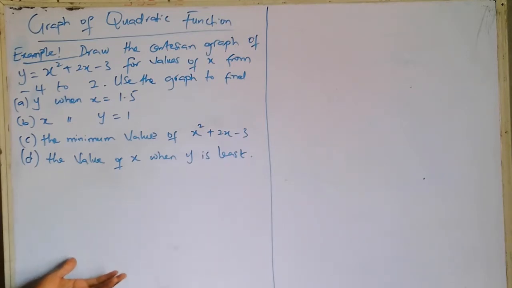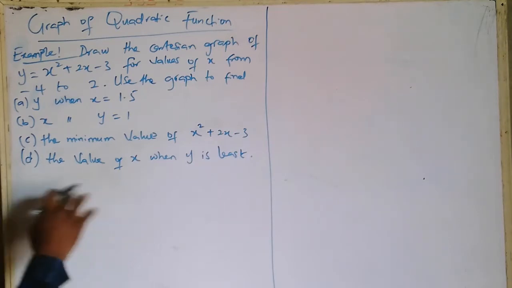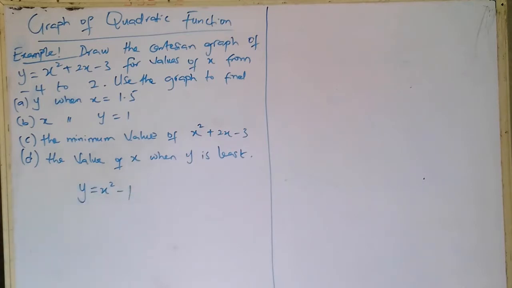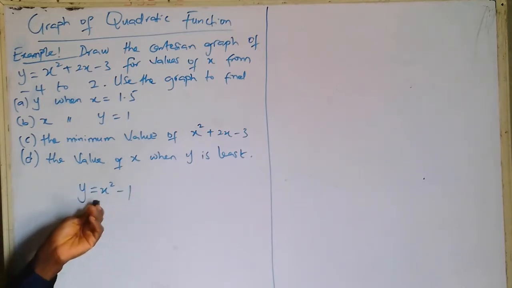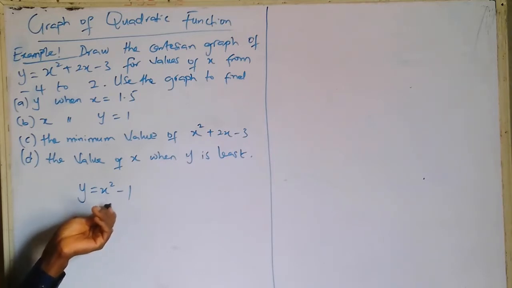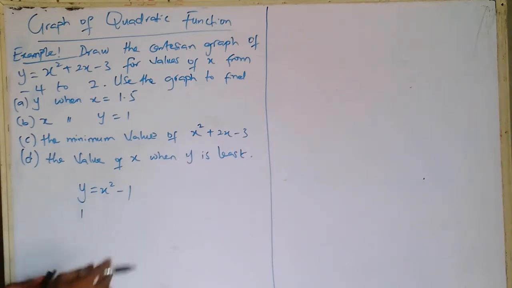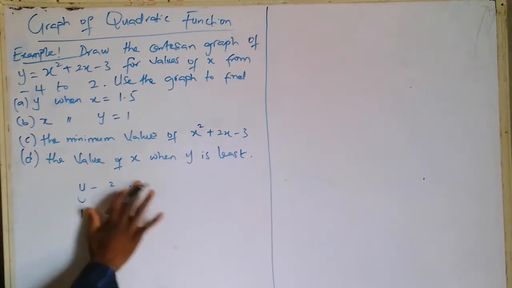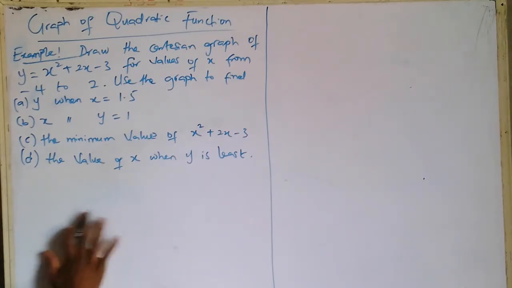Now, quadratic functions are functions in which the highest power of the variable is 2. What do I mean? y equals x squared minus 1. This is a quadratic function. Why? Because the highest power of my independent variable x is 2. In this case, y represents my dependent variable, and x represents the independent variable. That is a quadratic function.